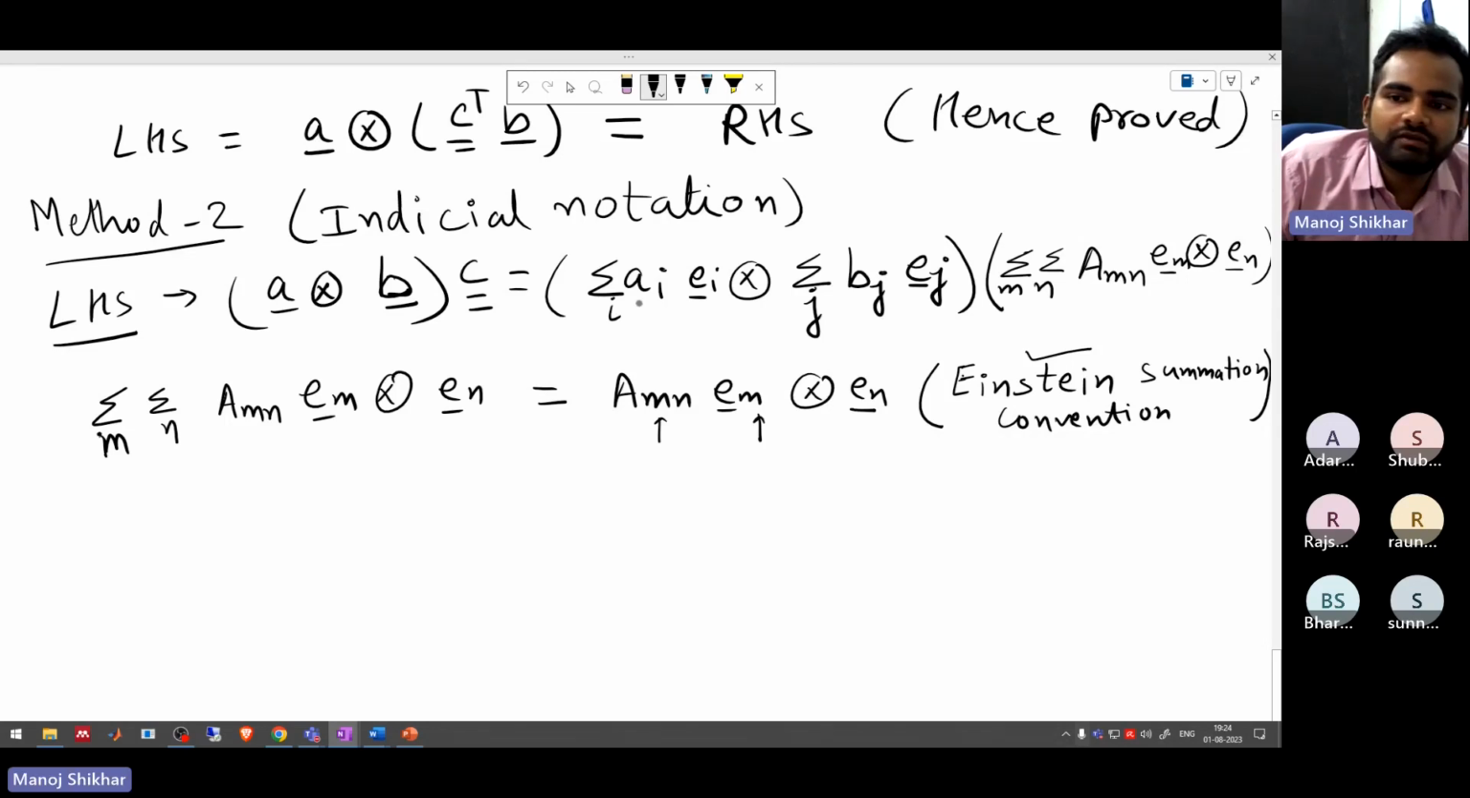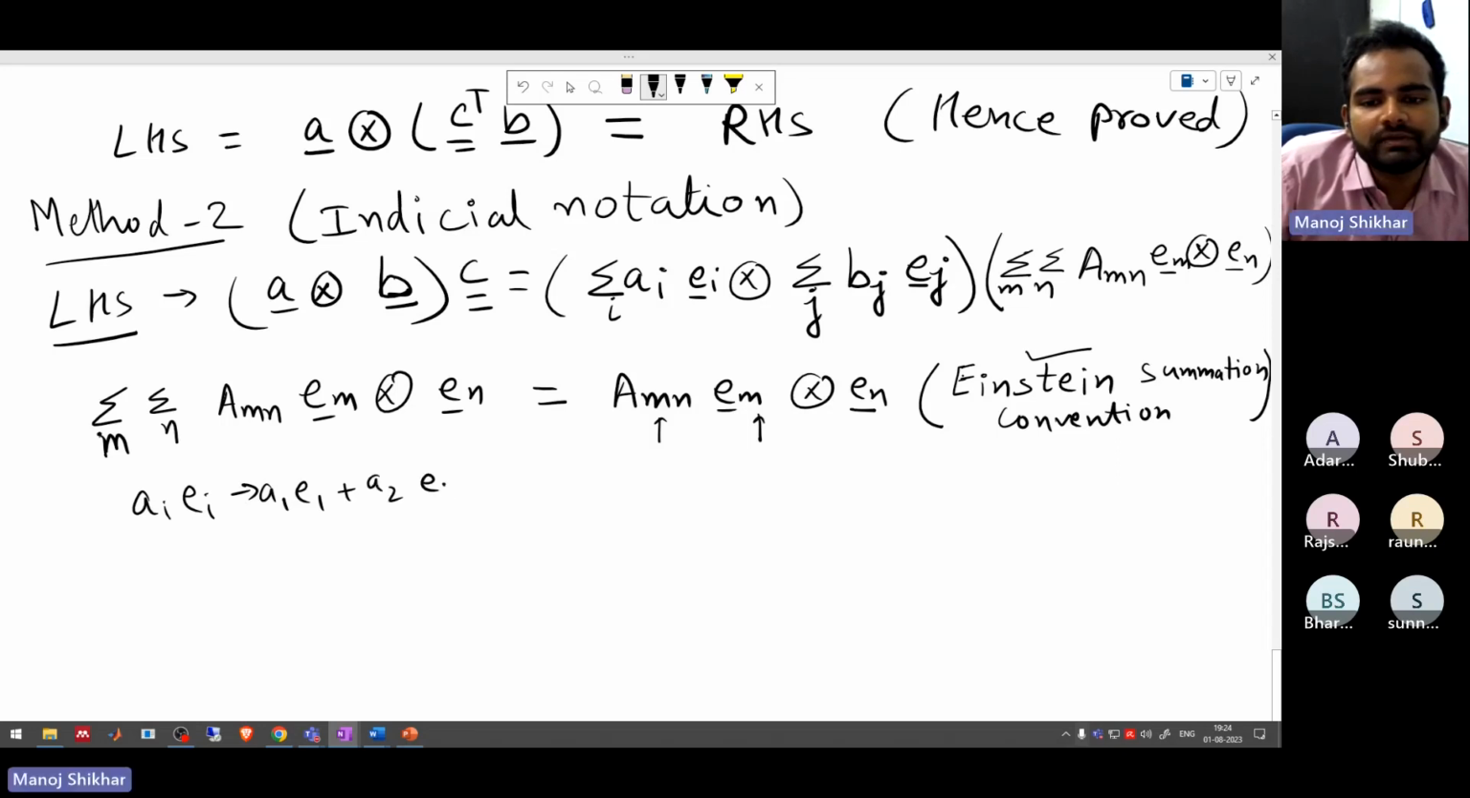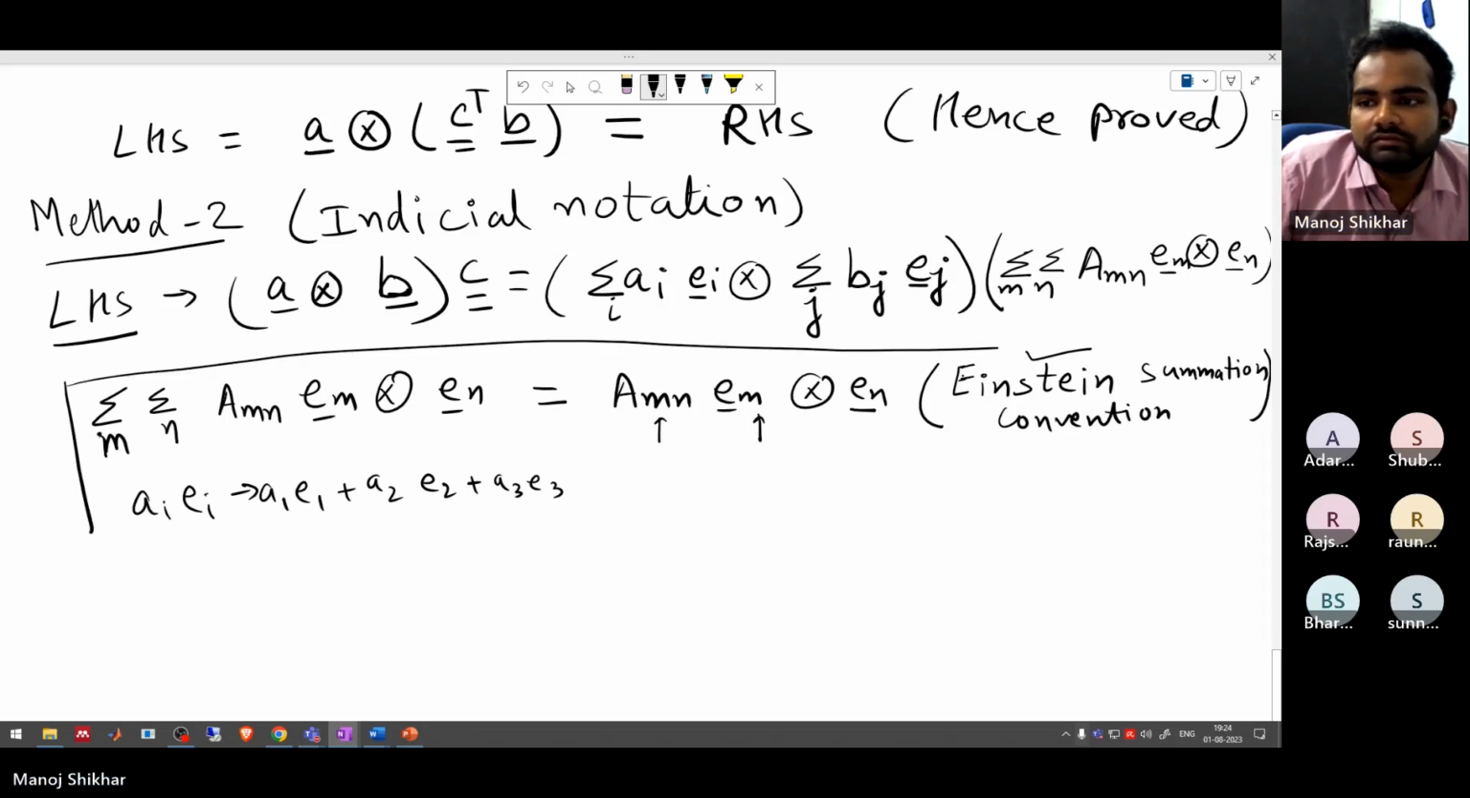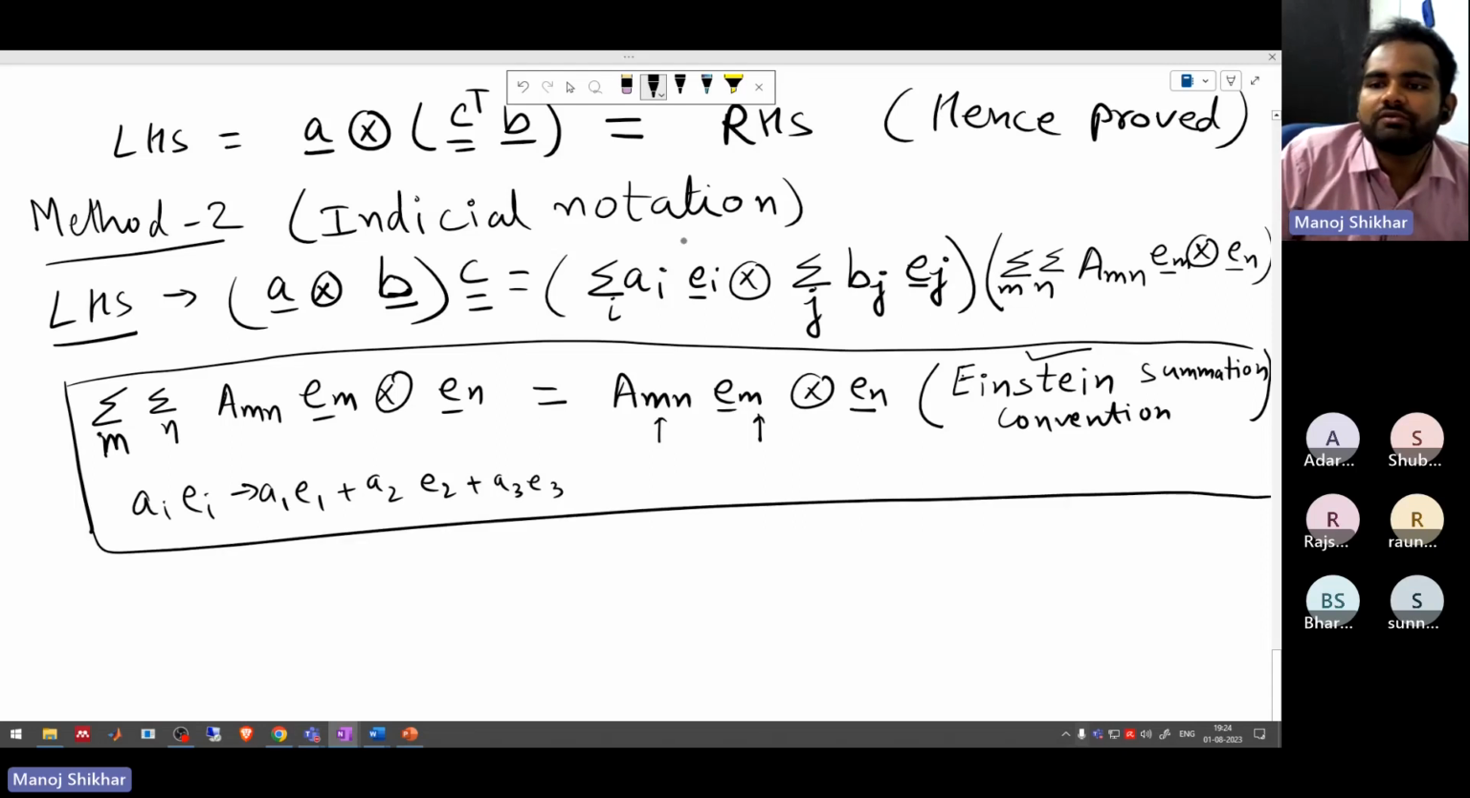So AI, EI is basically A1, E1 plus A2, E2 plus A3, E3. So if I write AI, EI sometimes, this also means the same thing: A1, E1 plus A2, E2 plus A3, E3. It's the same thing. Now we will move on to our proof. I will follow the sir's method and notation only.